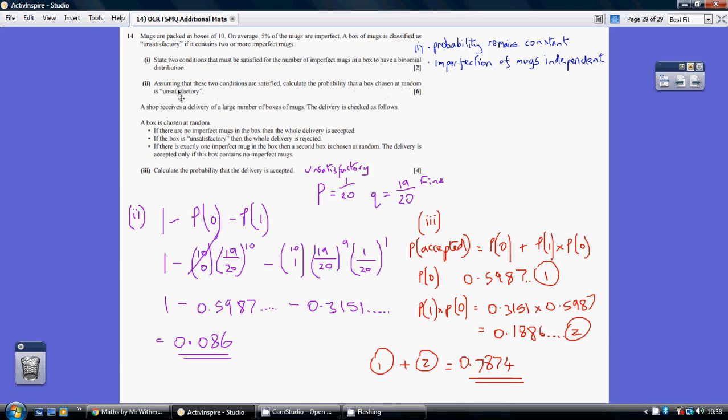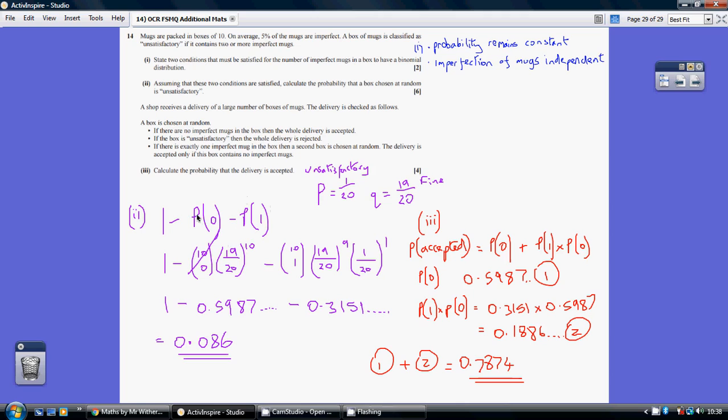random is unsatisfactory. So to be unsatisfactory, it has to contain 2 or more imperfect mugs. So you could go along and work out the probability of 2 imperfect mugs, 3 imperfect mugs, 4 imperfect mugs, and so on. That's going to take a long time. Far better to work out what isn't imperfect, so is satisfactory, which is the probability of no imperfect mugs, the probability of 1 imperfect mug, and take that away from a whole. So that's what I'm going to do.